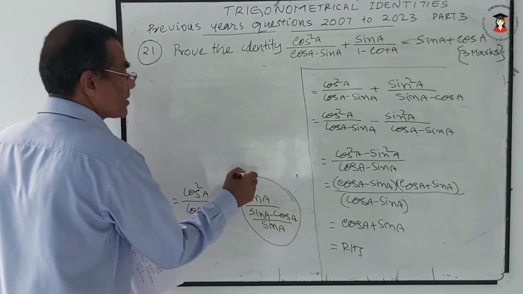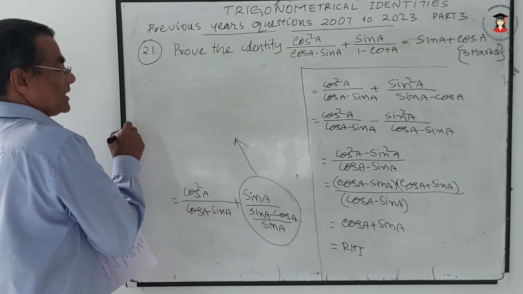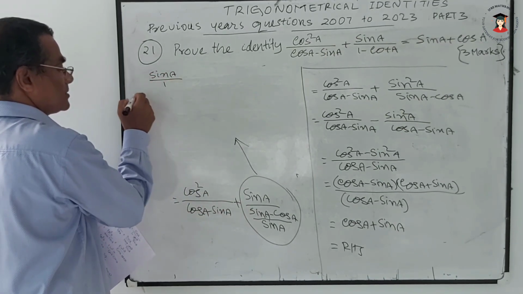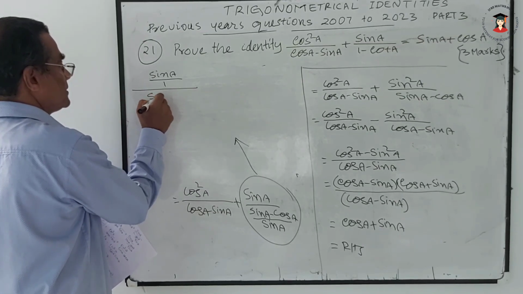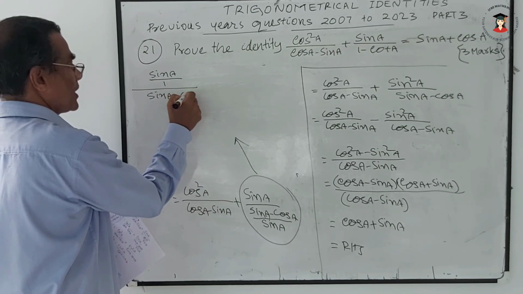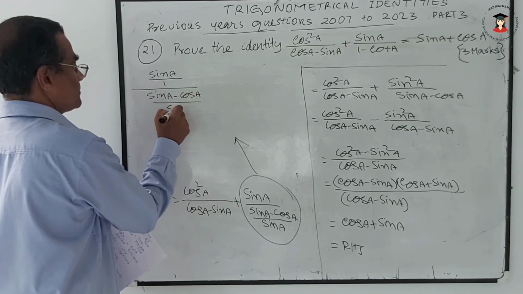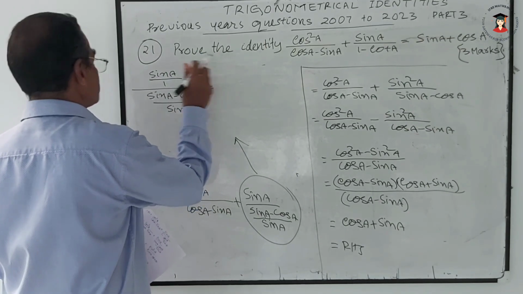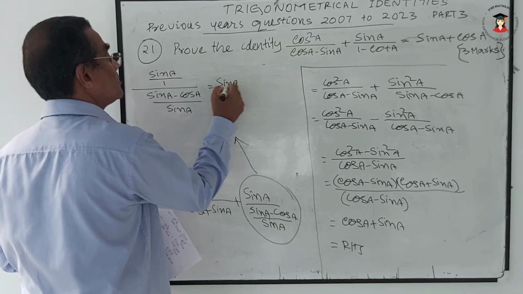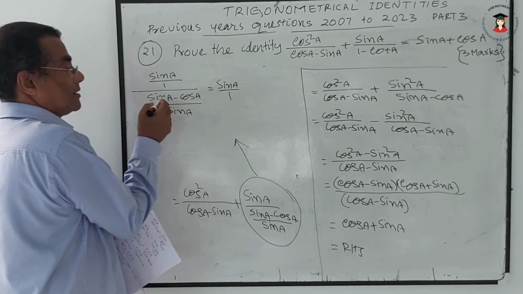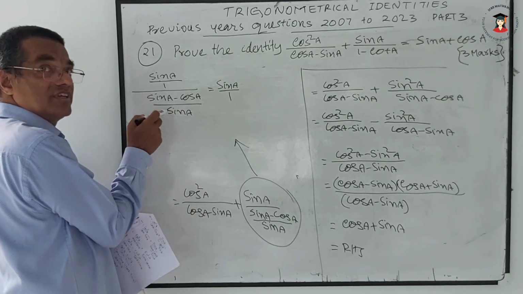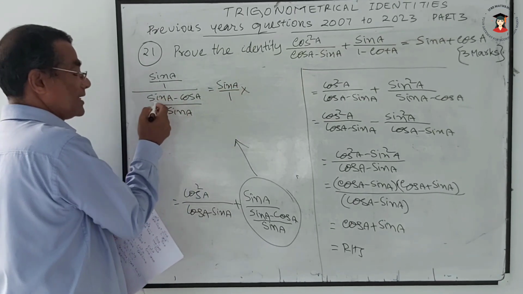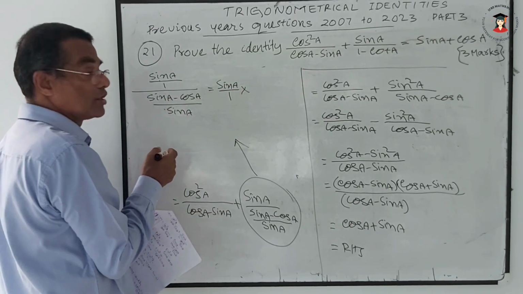This step I will explain once more. This means sin A by 1 divided by sin A minus cos A by sin A, and this is equal to sin A by 1. We are dividing this fraction by this fraction. So instead of dividing, we can multiply by the reciprocal of the fraction in the denominator.